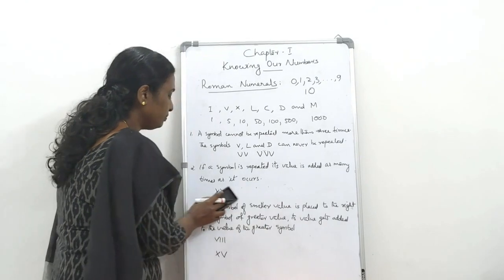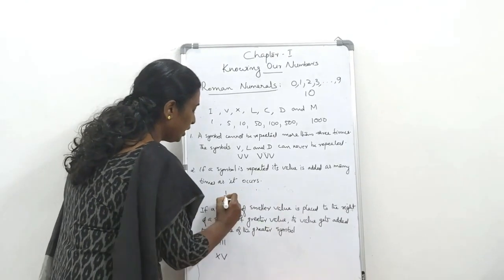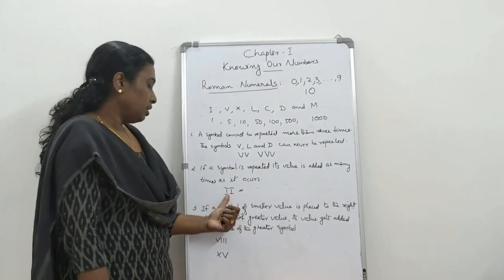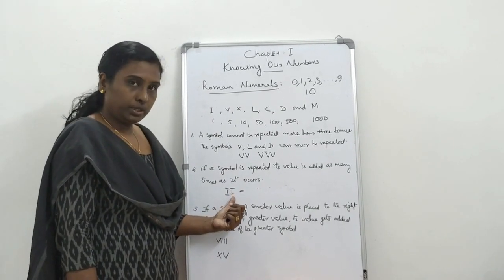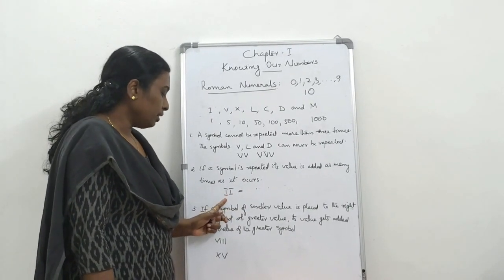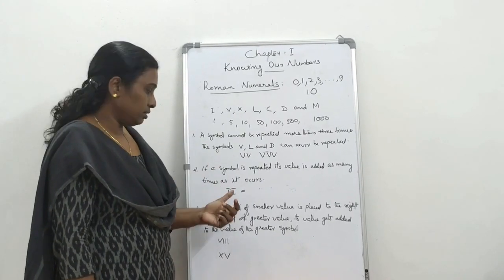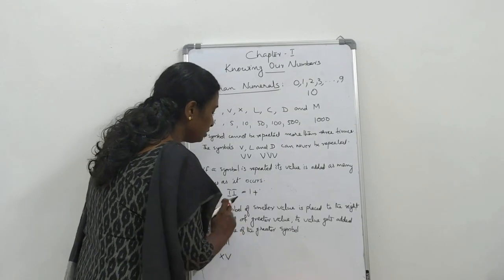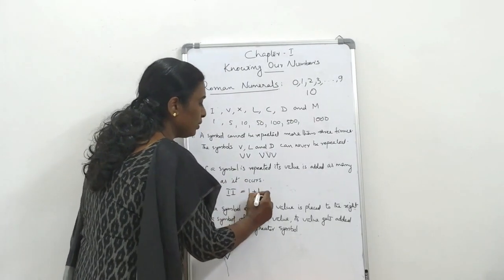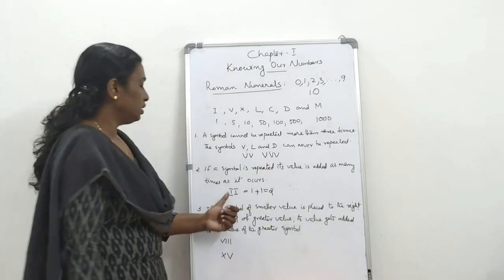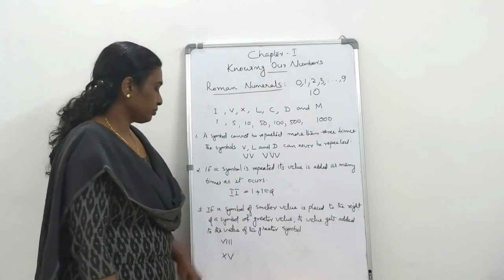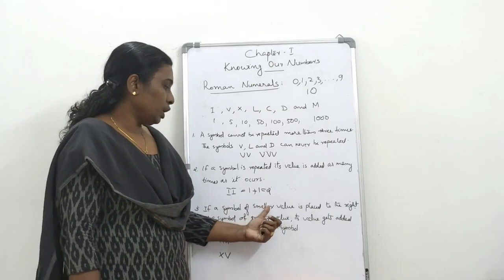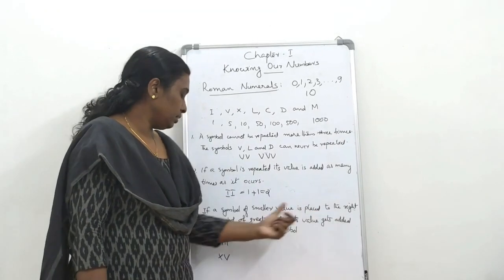Another example is I I. Here, I repeats 2 times. The value of I is 1. I represents 1. So, it is obtained by adding 1 2 times. I occurs 2 times. 1 plus 1 equal to 2. This represents 2.